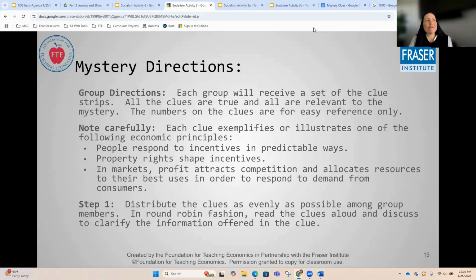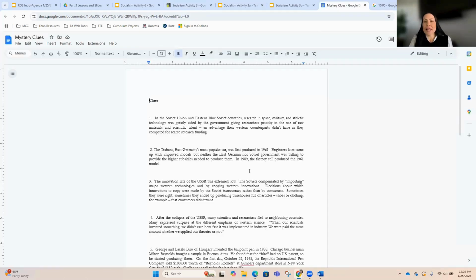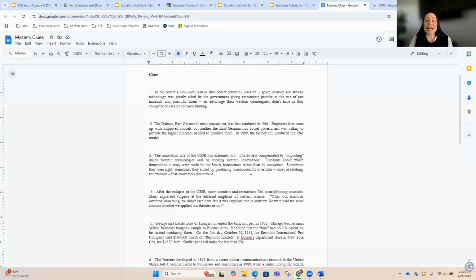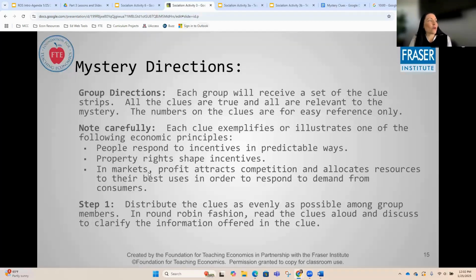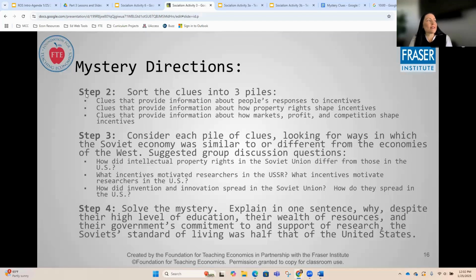And then they're given some mystery clues that look like this. In the classroom setting, you would have them cut up into strips, and you would give them a stack of clues. And their job is to sort these clues into these categories. Where it says step 2 here, clues that provide information about people's response to incentives, those that provide information about property rights, and those that provide information about markets, profit, and competition, and how those shape incentives.